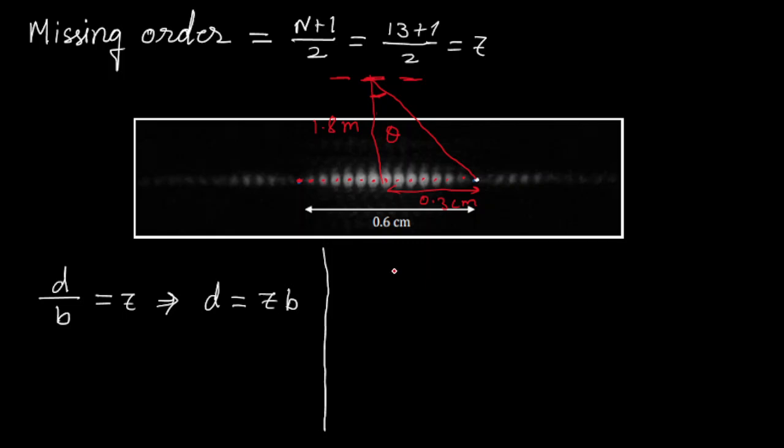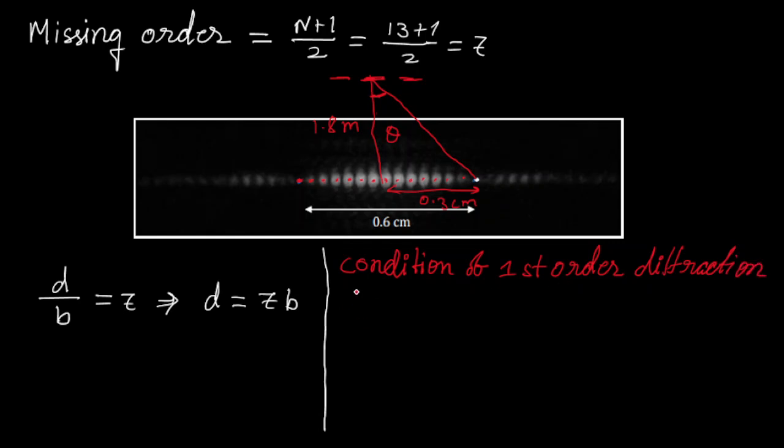Once we know the value of theta, we know the condition of first order diffraction minima. And what is that? That is sine theta is equal to lambda divided by b. We have put n equal to 1 for first order diffraction minima. So from here we can calculate the value of b. b will be lambda divided by sine theta.